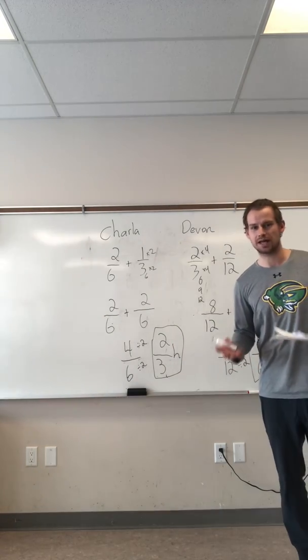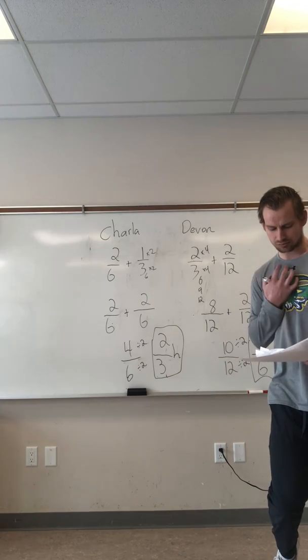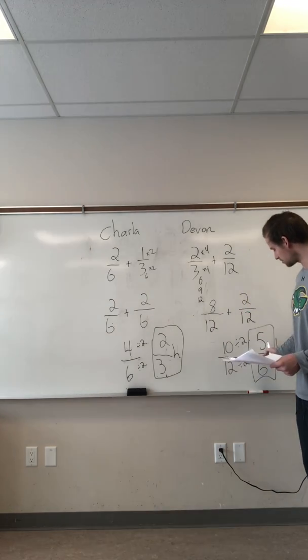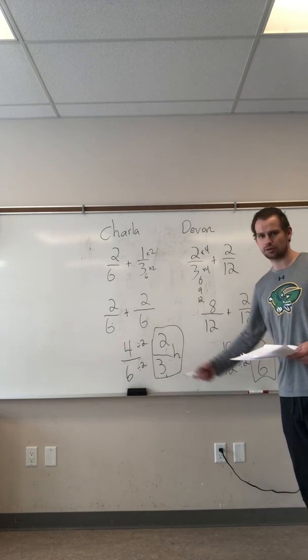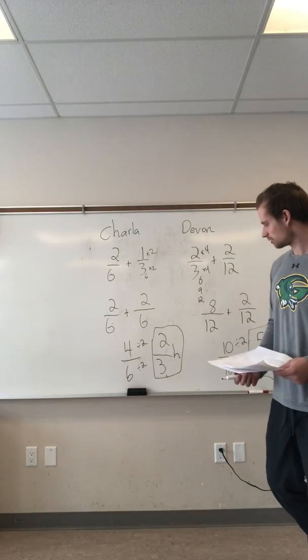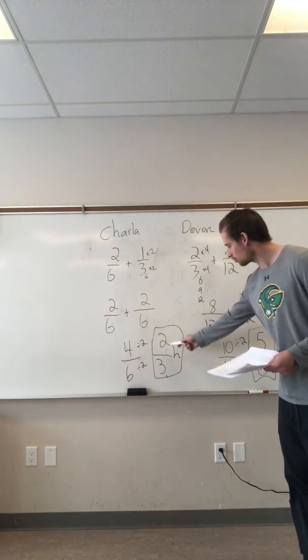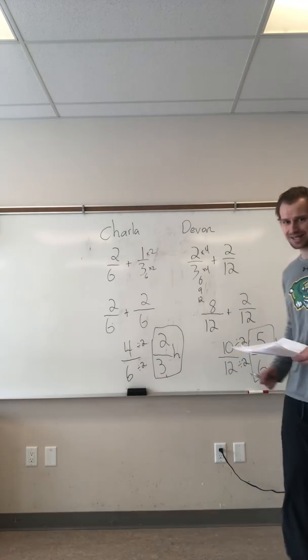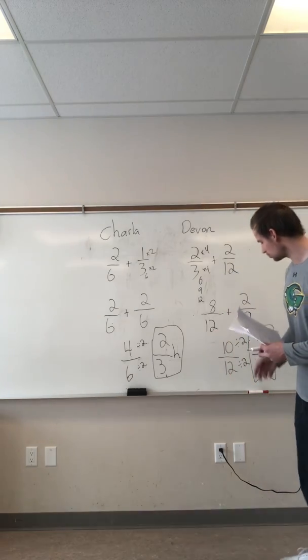Could we go a step ahead just to better compare them to prove to us that right now I think Devin's more? Because 5 out of 6 definitely looks larger than 2 out of 3. But can I compare these fractions just to make sure that this is really bigger? Yes, I could. I could take the 2/3 and the 5/6 and make them into common denominators. So let's do that here quickly.